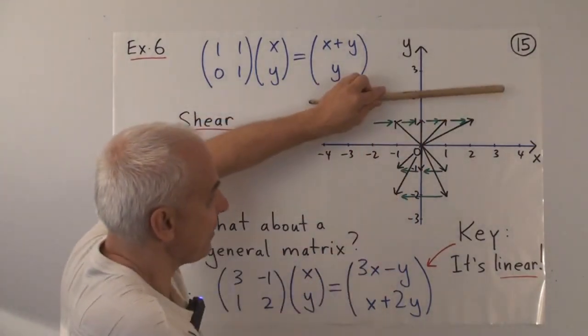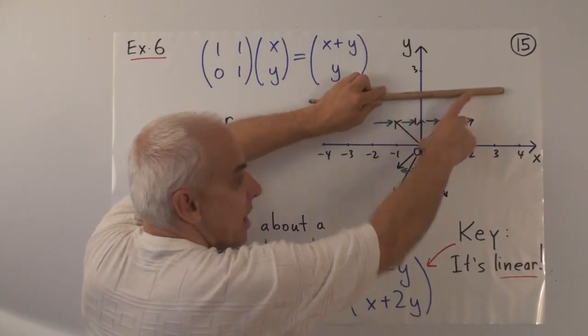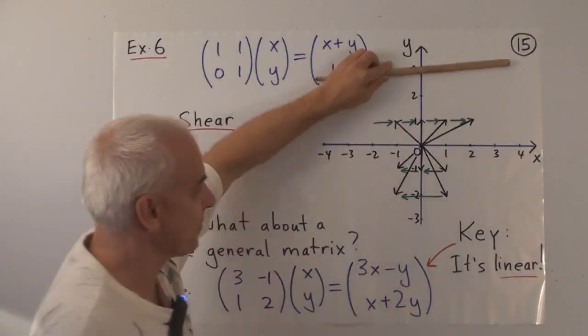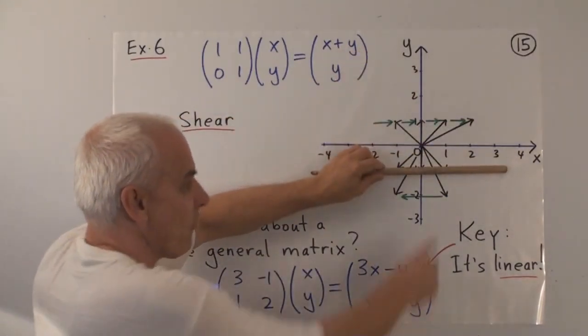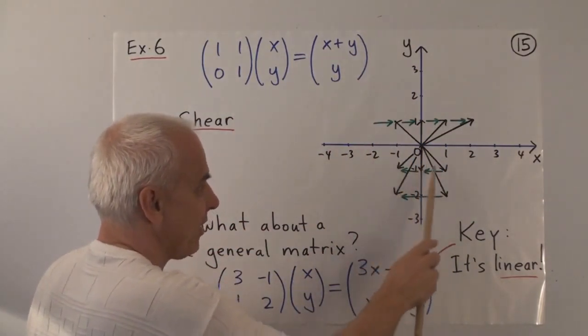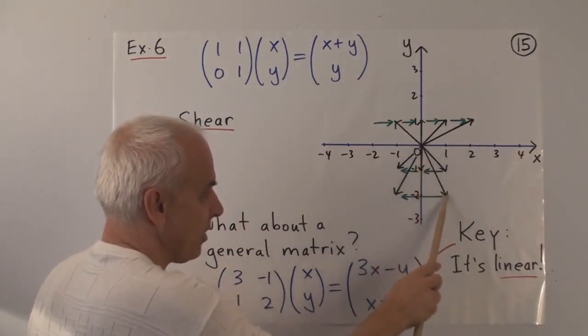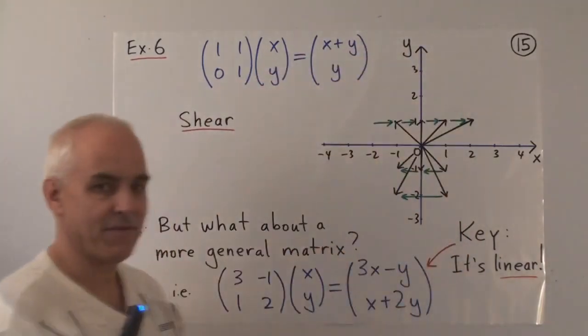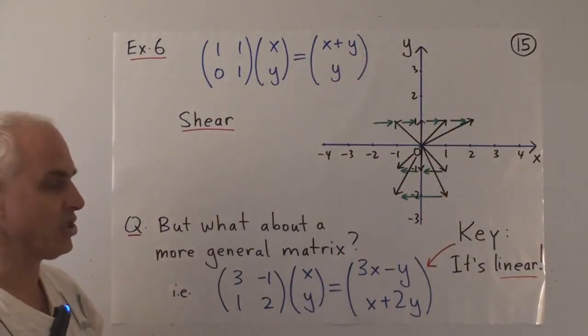All the vectors that lie on this line would get moved over by 2. All the vectors on this line would get moved over by 3. The vectors on this line get moved over by minus 1. So this vector gets sent to there, this vector gets sent to there, and so on. This vector gets sent to that vector there. So everything gets moved, and this is called a shear.